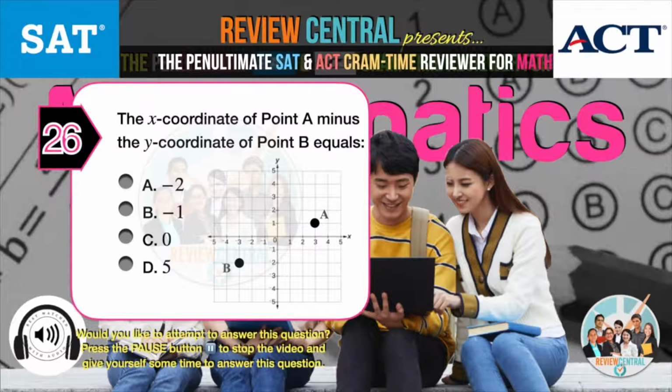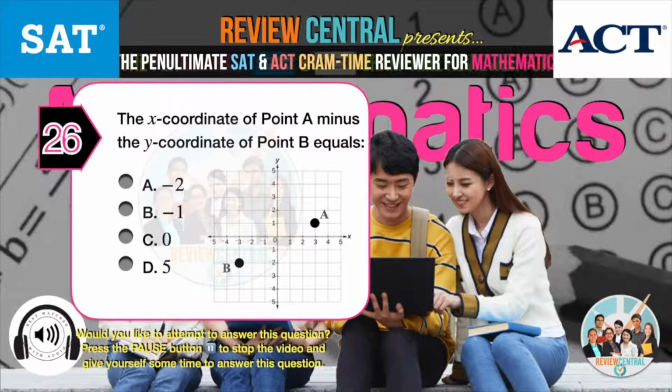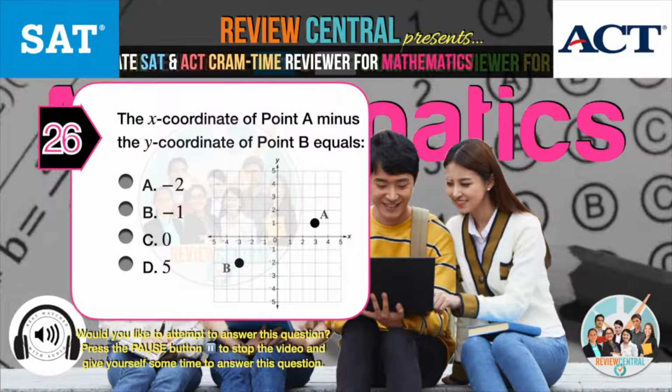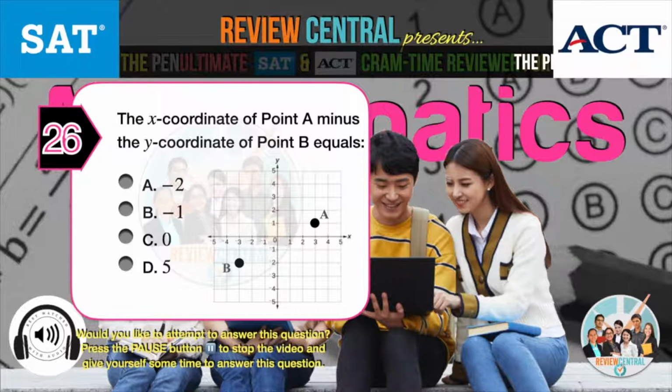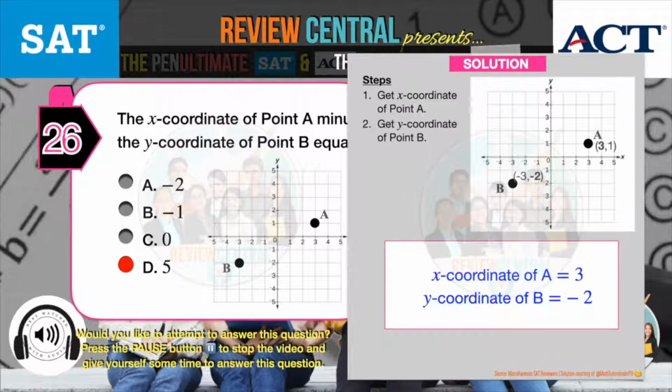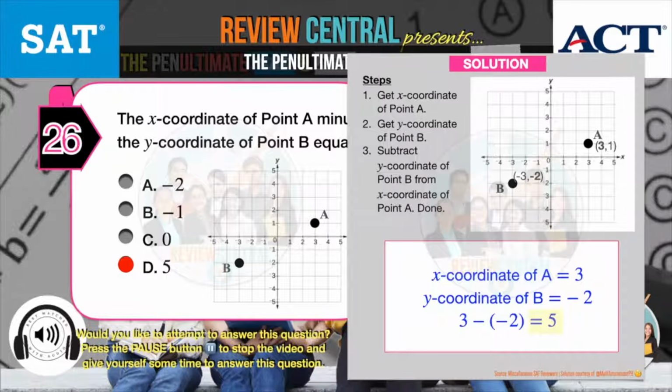Question number 26. In the given figure, the x-coordinate of point A minus the y-coordinate of point B equals: A, minus 2; B, 1; C, 0; D, 5. The correct answer is D, 5. We simply determine the x-coordinate of point A, which is 3. Next, let's get the y-coordinate of point B, which is minus 2. Subtract minus 2 from 3. Therefore, the answer is 5. Boring?